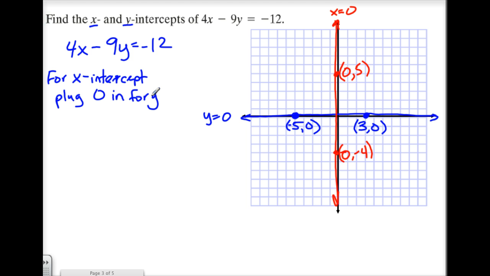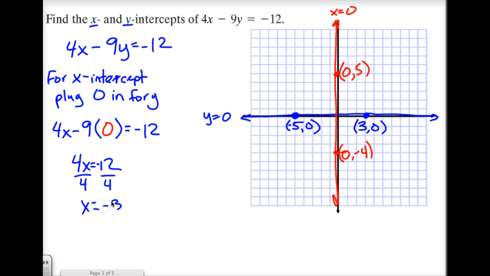And so you take that equation, 4x minus 9y, and wherever you see that y, you're going to put the 0 in. And then you solve that problem. Anything times 0 is 0, so I get 4x equals negative 12. I'm going to divide by 4, and so I get x equals negative 3. So the x-intercept is a point. Again, we plug 0 in for y, and my x value is negative 3.